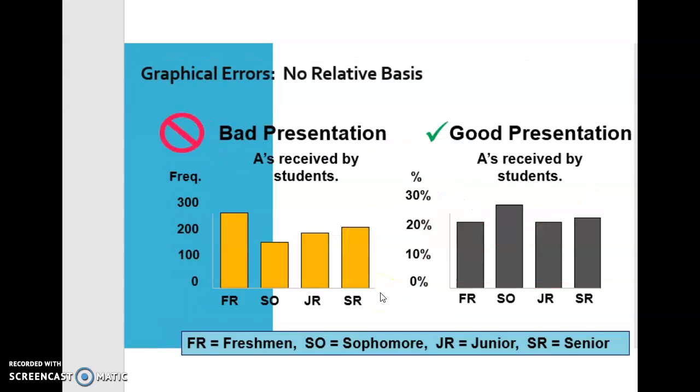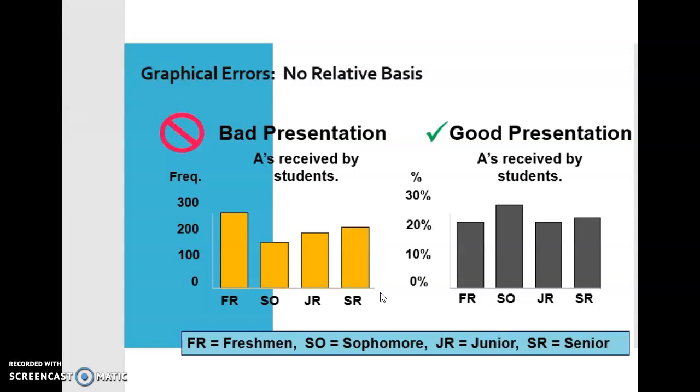Okay, this one is something we've talked about already, but it looks slightly different here. Let's say that you were graphing the number of A's received by students at some high school. You wanted to do some kind of gifted program or something. And you're looking at the first graph and you're saying, "Oh wow, the freshmen at this school are really sharp. They're really getting the A's." But the danger here is we may be comparing groups of different sizes.